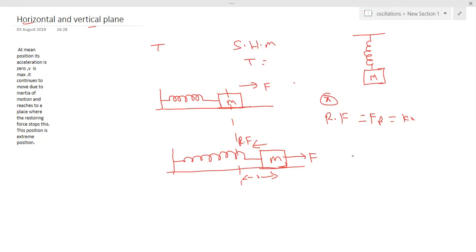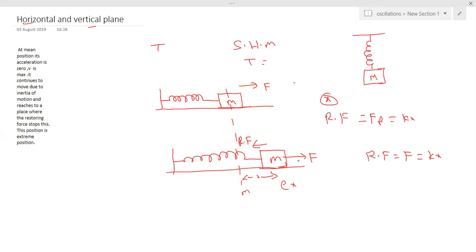Now the formula for that restoring force is RF is equal to, I will take this as F. Why? Because both will be the same. At this stage, what happened? This mass is at rest, that is, applied force is equal to restoring force. So RF is equal to F, that is equal to KX. Now when I leave, what will happen? This mass will oscillate like this, taking this as mean position. This will be my extreme position.